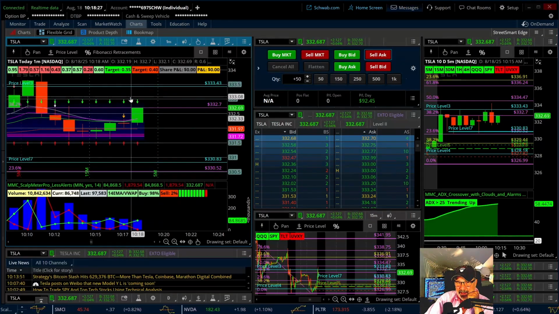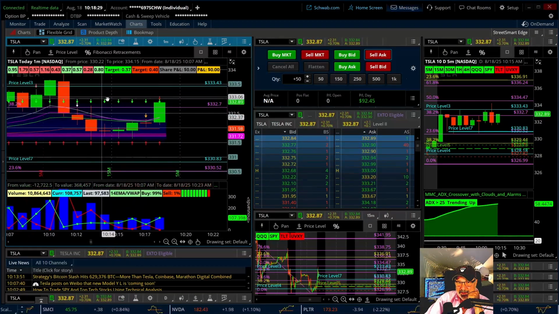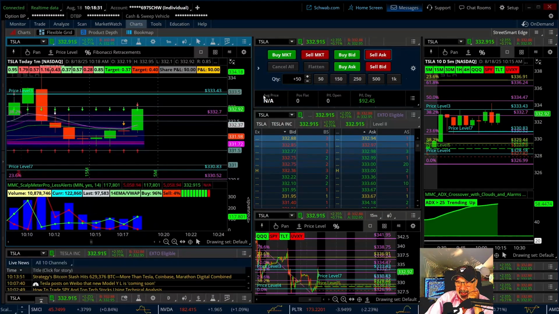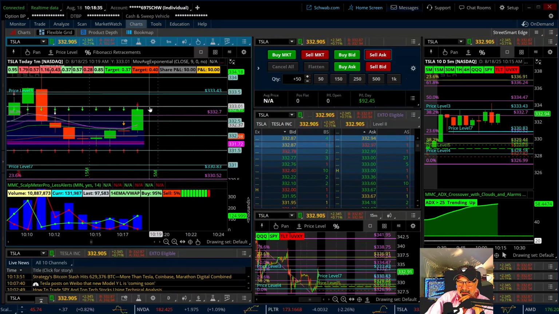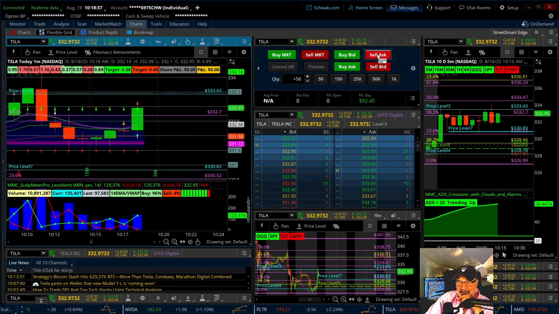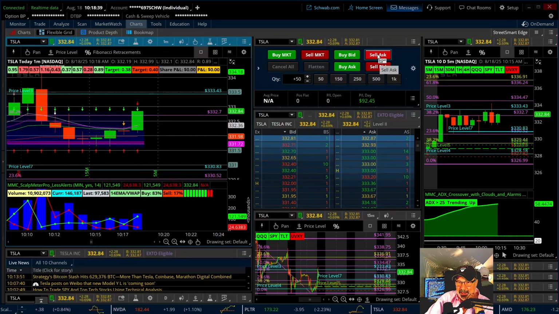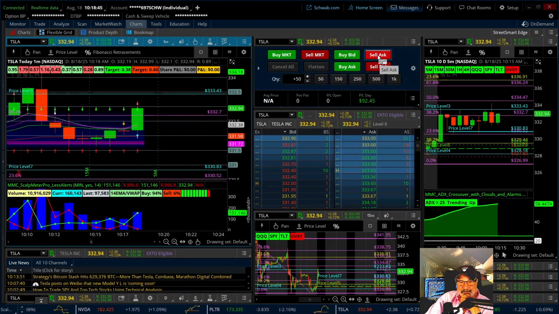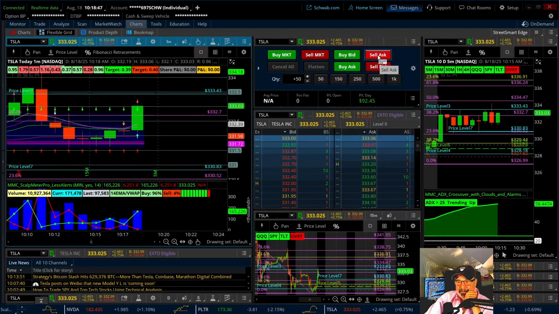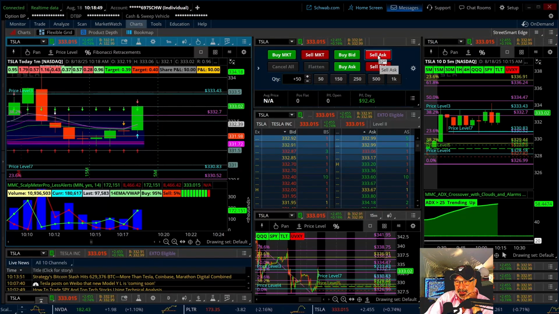Now this is where I waited. This is where I got stuck before. So I'm going to get it to get a little higher before I even think about going short. So there's the 333 even. I'd like to see it break up there toward 333.50 in that zone before I short it again. Just broke 333.